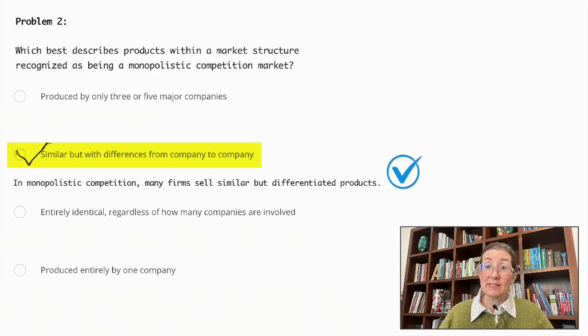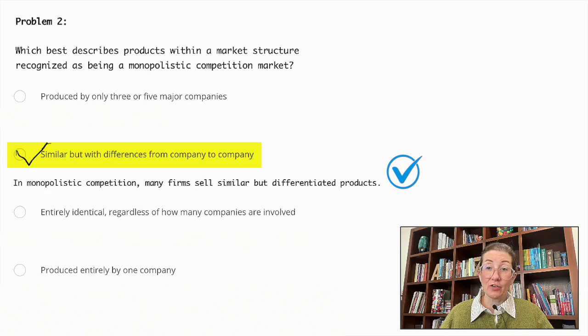In a monopolistic competition market, many firms sell products that are similar but not identical. Each company tries to differentiate its products from those of competitors through branding, quality, features, and other attributes. This product differentiation is a key characteristic of monopolistic competition.